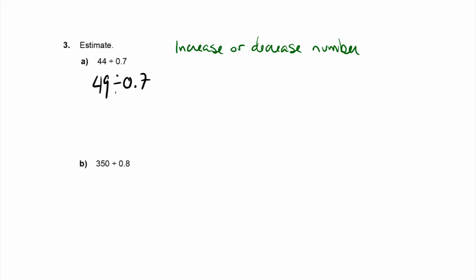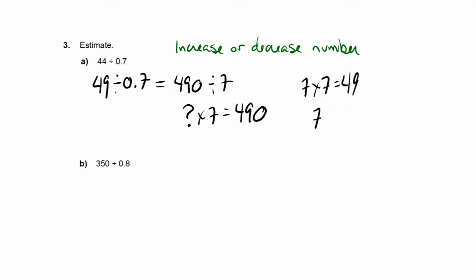And I remember now that I don't want to deal with a decimal in the number I'm dividing by, so I'm going to change it to be 490 divided by 7, because I know that I'm going to get the same answer either way. So now the question is, what number times 7 is equal to 490? Well, I know that 7 times 7 is 49, so 7 times 70 will be 490. So my estimate here would be 70.